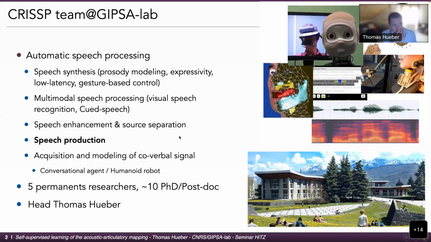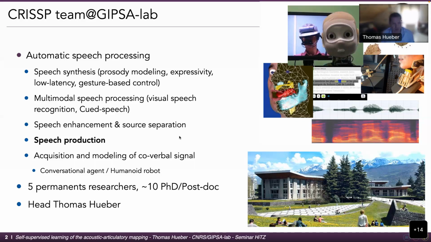So as you said, I'm head of one of the research teams at Gipsa Lab, the CRIS team, which stands for Cognitive Robotics, Interactive System, and Speech Processing. We basically are speech processing guys with a background in speech synthesis first, with all the related topics of speech synthesis. Also most of the projects are related to multimodality in speech, whenever you have different modalities involved, and we know that for sure speech is multimodal. So when it comes to capturing multimodal speech signals, modeling them and transferring them into avatars or robots, this is basically what we are interested in in the team. Also some work on low-level speech processing, speech enhancement, and source separation.